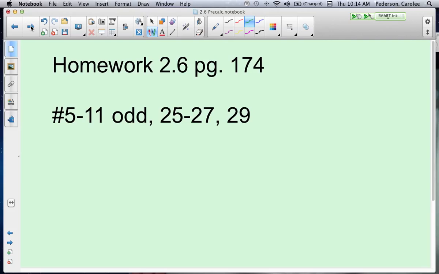This is your homework, 5 through 11 odd, 25 through 27, and then 29. I'm not teaching a new lesson tomorrow. It's essentially going to be like a work day. Either you continue working on this assignment, or you start working on the review. Then Monday, we're going to work Monday as a review day, and then Tuesday we'll take questions, and then Wednesday will be our chapter test. Remember, tomorrow we're going to turn in the 2.5 homework.